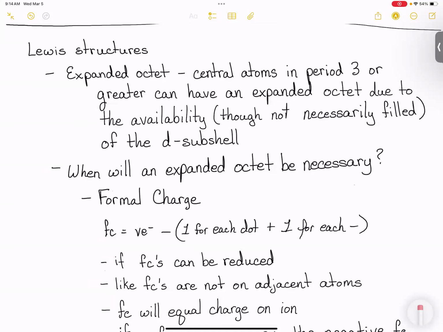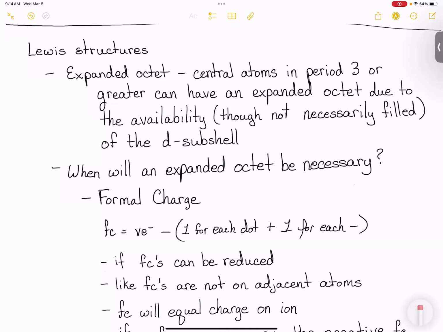Step 2 was to develop the skeletal structure of the substance by placing the central atom in the middle and surrounding it by the external atoms. And I gave you rules to help you determine who the central atom is going to be, but it's typically the first element listed unless that element is hydrogen. Hydrogen is never the central atom. Carbon is always the central atom, but typically the first element listed, unless it's hydrogen, will be your central atom.